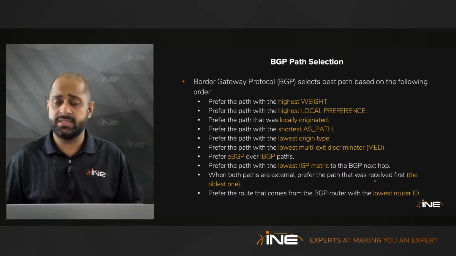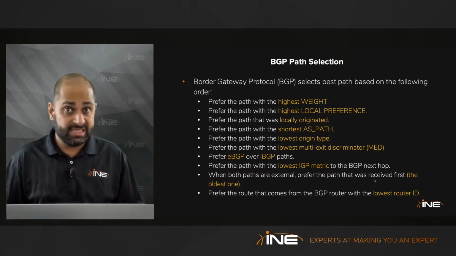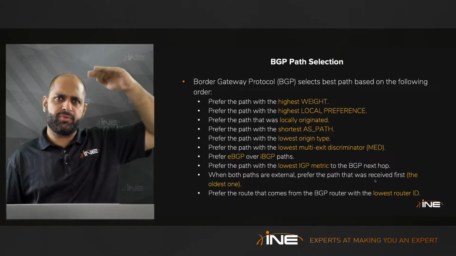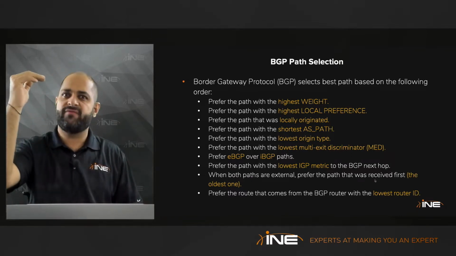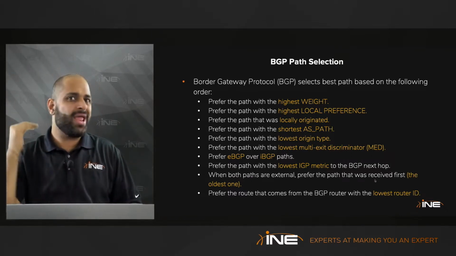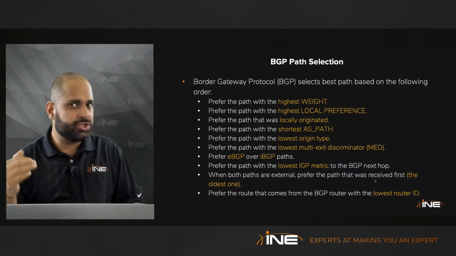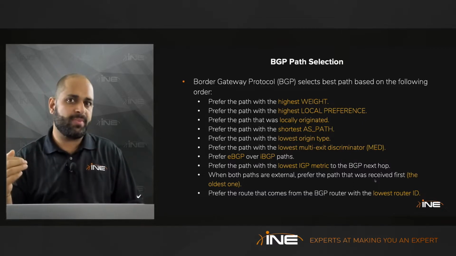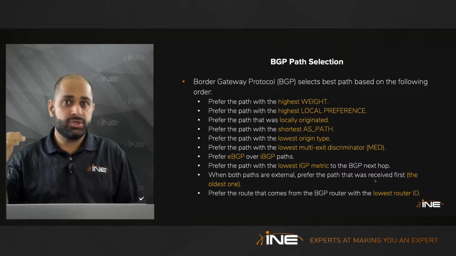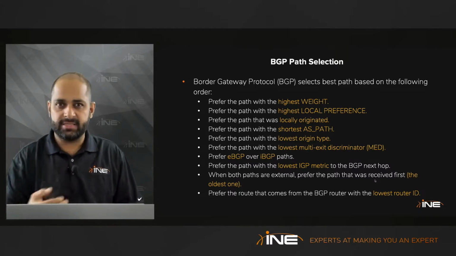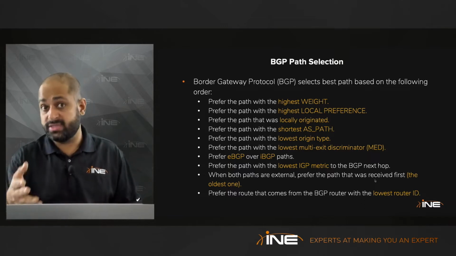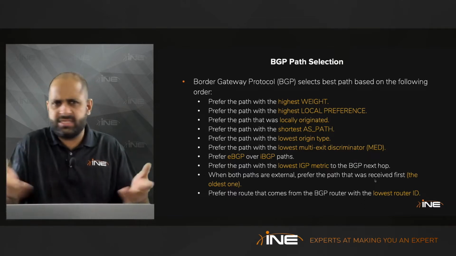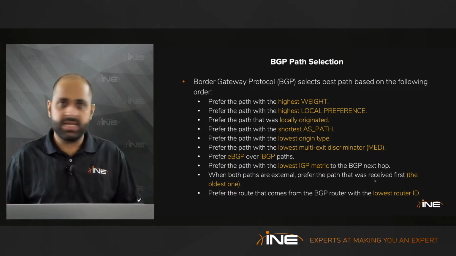Remember, BGP does not do load balancing by default. It will skim through all of these attributes, top down, from weight to local preference to locally originated to AS path to origin to MED to eBGP path over iBGP path to IGP cost to the next hop, to oldest neighbor, to router ID. Again, router ID, lowest is better. And it selects the best path. It does not do load balancing by default.